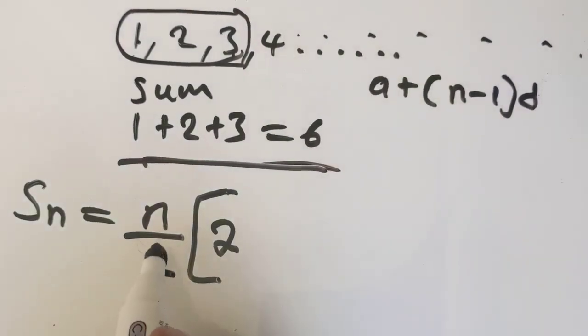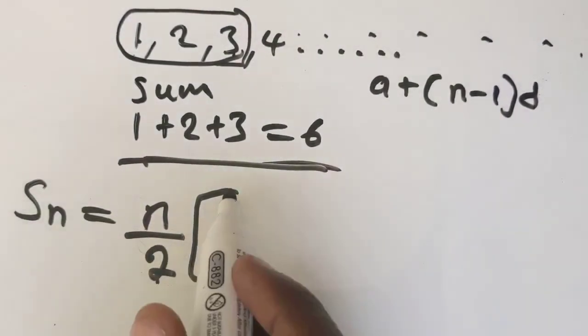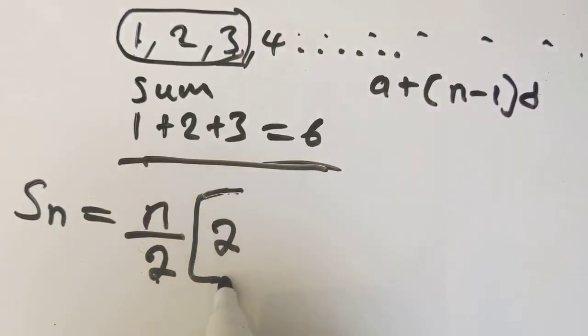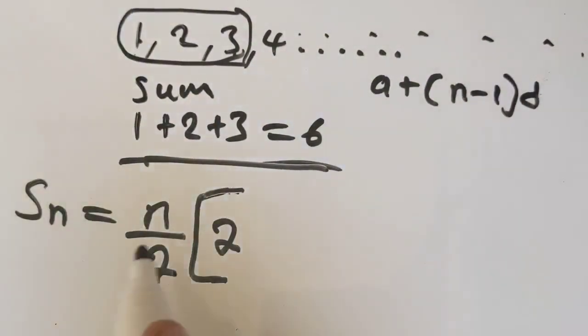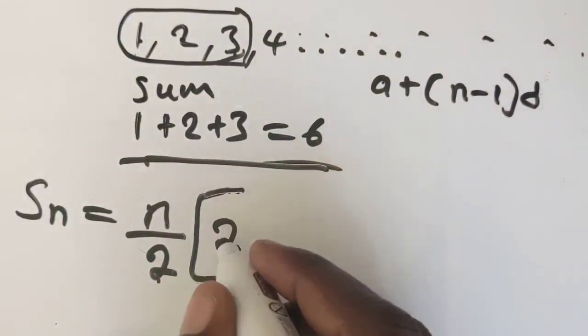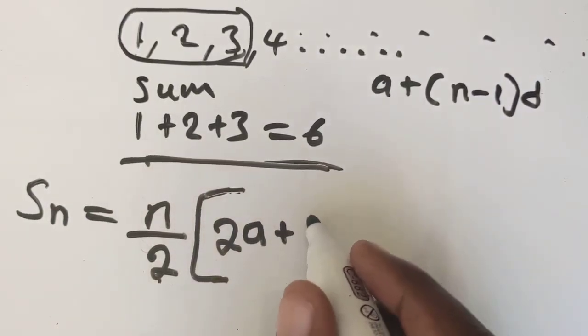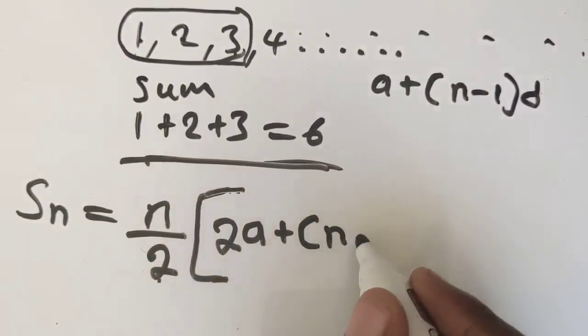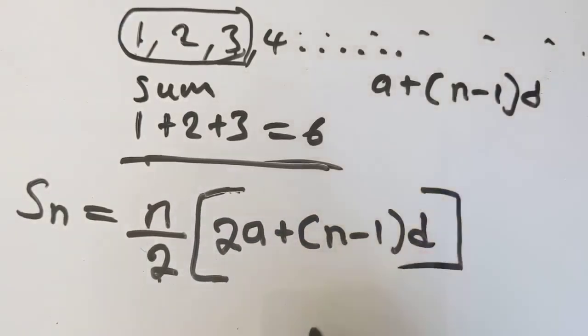So remember, you just put n over 2 like that, then you open this bigger bracket, then you put 2. Okay, so this is going to be multiplied by what? By 2. So you just put 2a like that, plus (n minus 1)d, then you close it. So that is what to do.